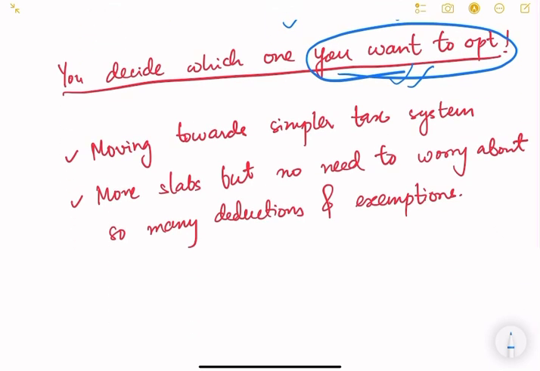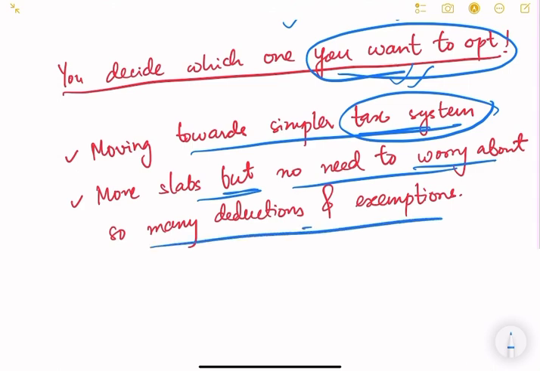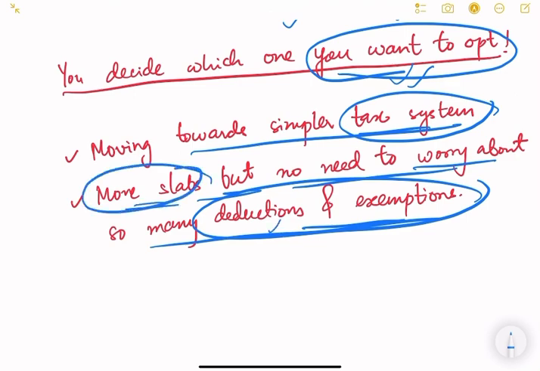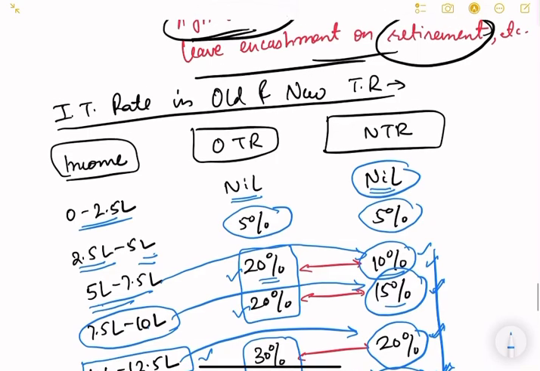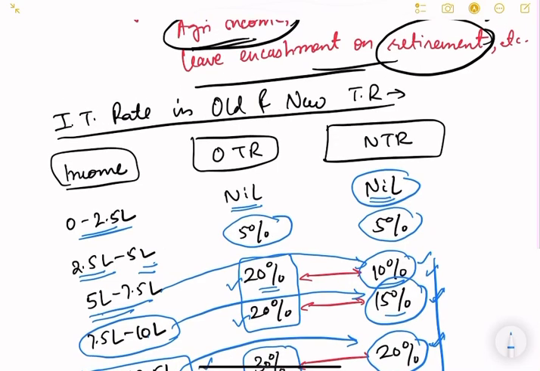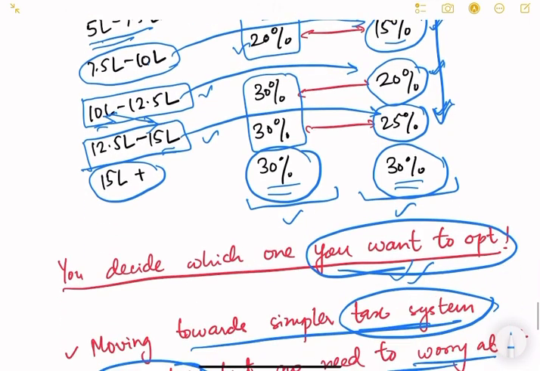Basically, with the new tax regime, we are moving towards a simpler tax system. We want a simpler tax system to be there. More slabs, but no need to worry about so many deductions and exemptions. We don't have to hire so many CAs and expert professionals, because now it is very simple. There are more slabs also, that is a benefit, but at the same time you don't get exemptions and deductions. So I made this particular video and extended it to explain this old and new tax regime for working professionals also, so that they understand the difference between the two, because most of us don't really understand it. I hope it is clear to you now.